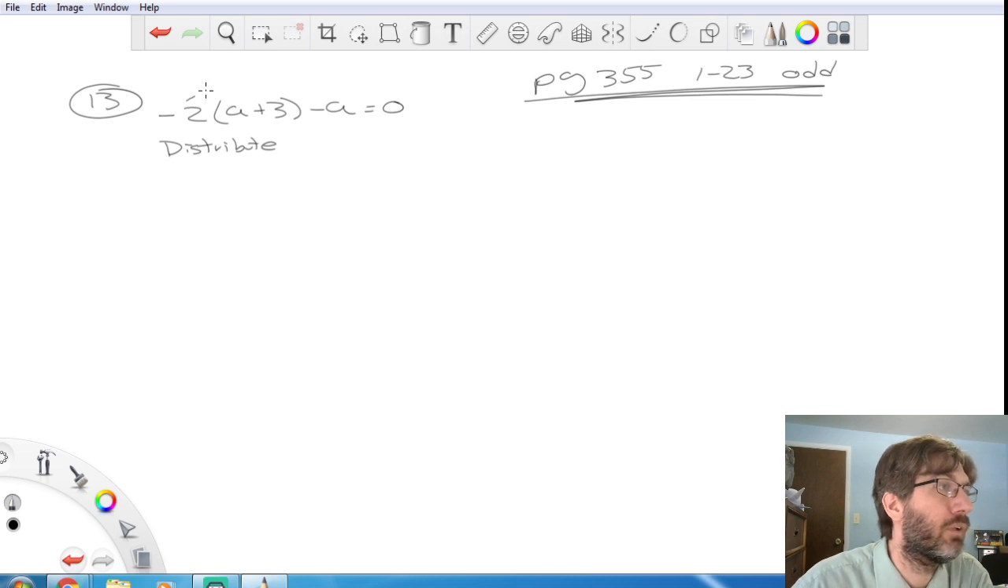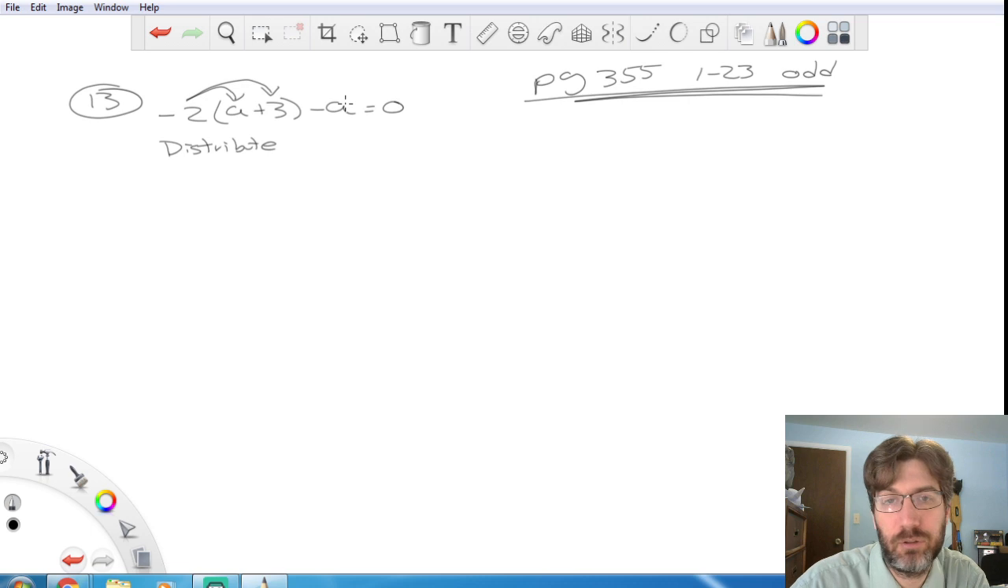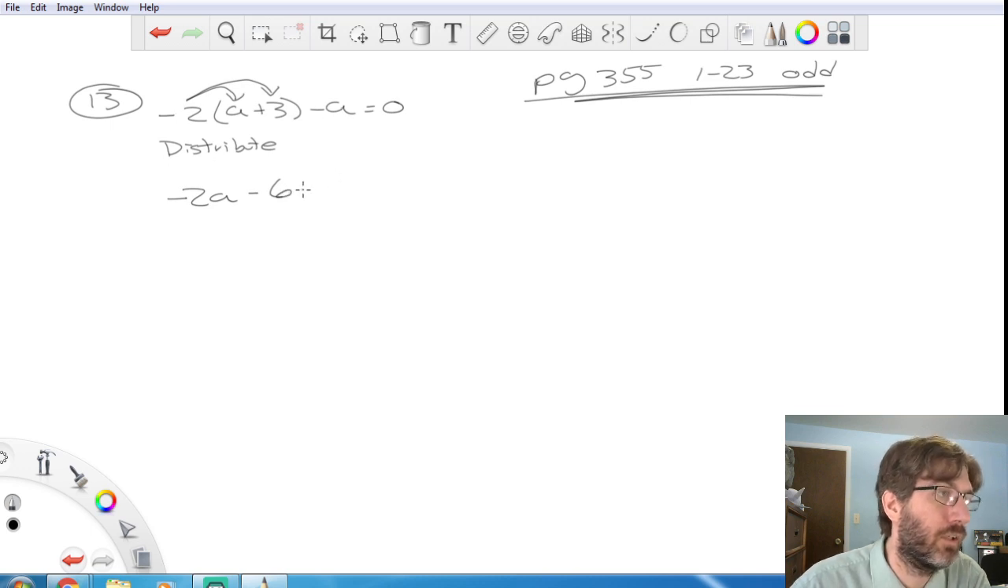So I'm going to do negative 2 times a and negative 2 times 3. Again, this negative a does not get distributed to because it's not in the parentheses. So that's going to leave us with negative 2a because you can't actually multiply that. So we're just tagging on. And negative 2 times positive 3 is negative 6. And then we just have that negative a out front. And that's all going to equal 0.